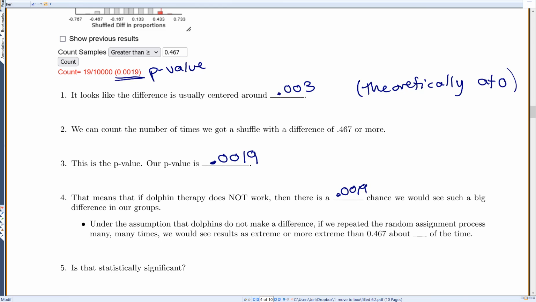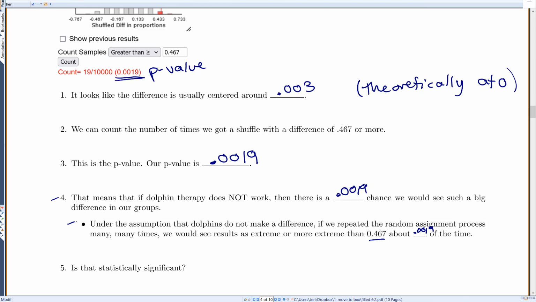So under the assumption that dolphins do not make a difference, if we repeated the random assignment process many, many times, we would see results as extreme or more extreme than our 0.467 difference, about 0.0019 of the time. Not very big, right? That's a very small p-value. These are just two different ways that I could phrase it. Okay? They both mean the same thing.